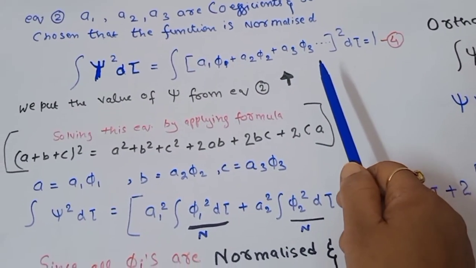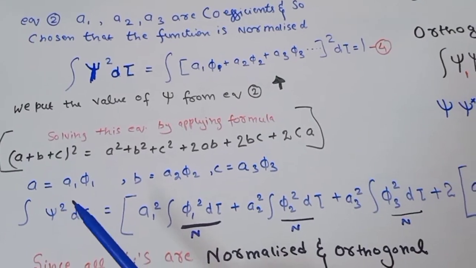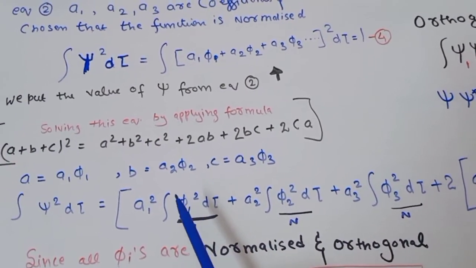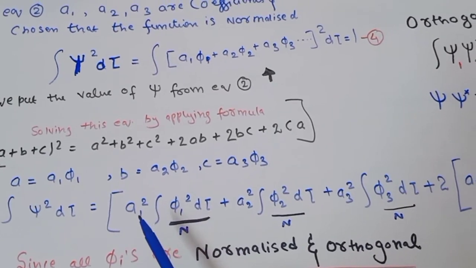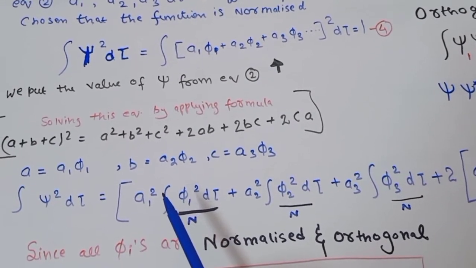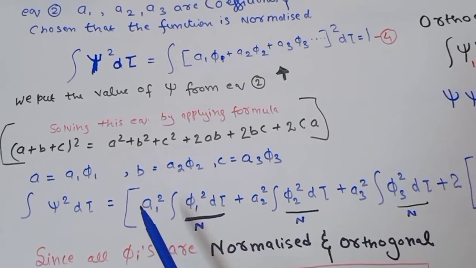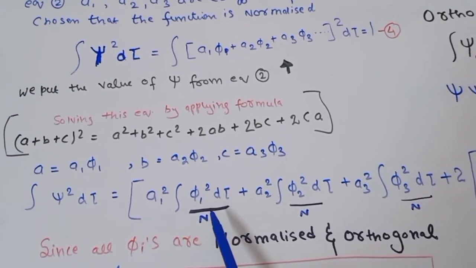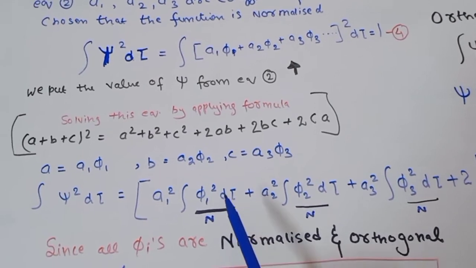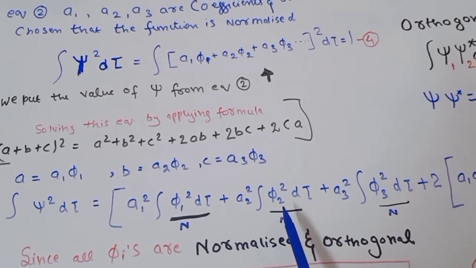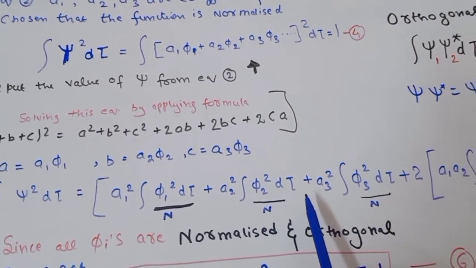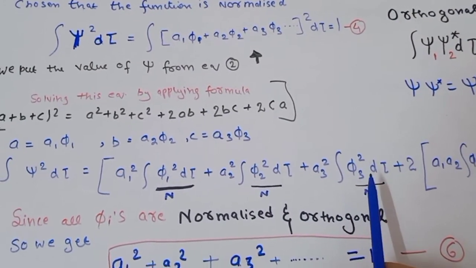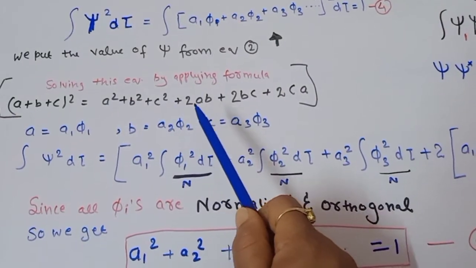So we will write it in place of our a, as we will take this outside the integration as it's a coefficient. So here a1 is square, and what is our a, the total is a1 phi1. So a1 is square, then integration phi1 is square d tau, then a2 is square, phi2 is square d tau, then a3 square integration, then phi3 square d tau, plus 2ab plus 2bc plus 2ca again.